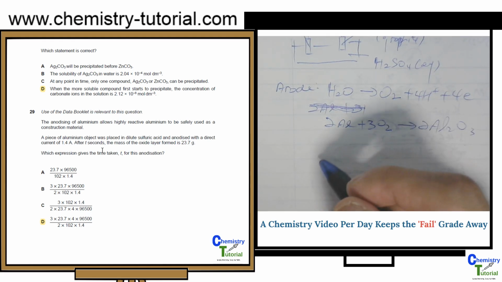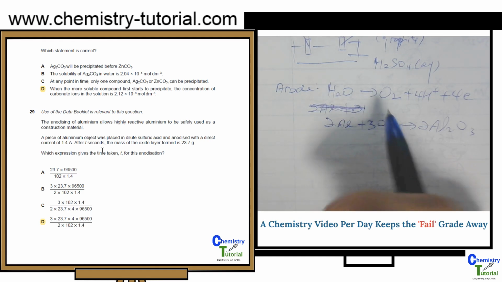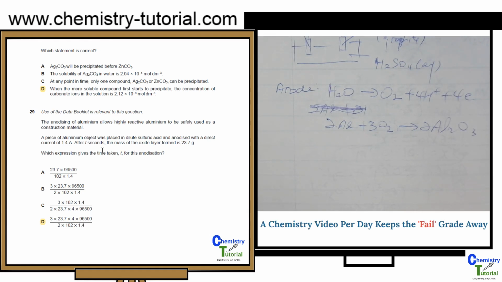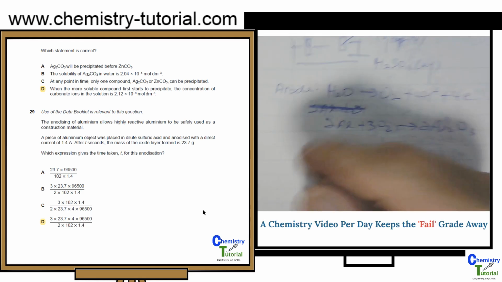Firstly, let's see. The anodizing of aluminium allows highly reactive aluminium to be safely used as a construction material. A piece of aluminium object was placed in dilute sulfuric acid and anodized with a direct current of 1.4 ampere. After t seconds, the mass of the oxide layer formed is 23.7 grams. Which expression gives the time taken for this anodization? Now we do agree that the oxide layer is aluminium oxide. So now we know the mass.